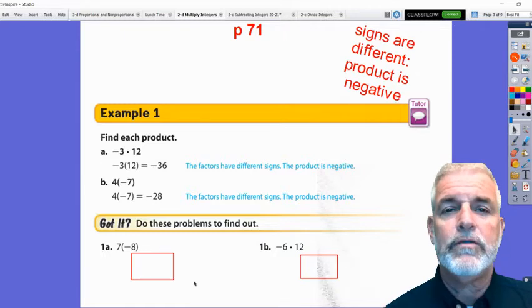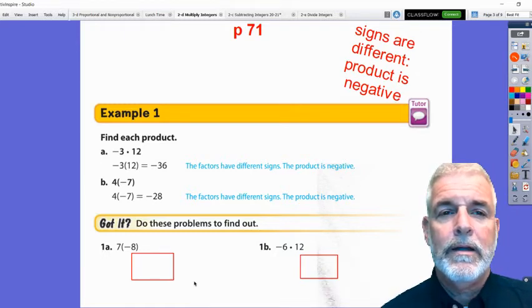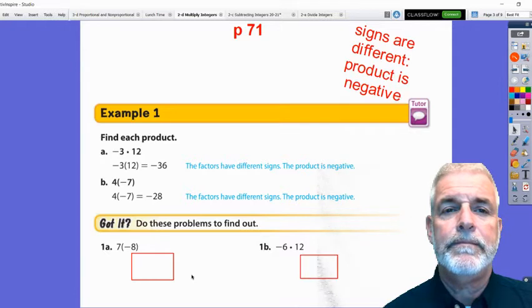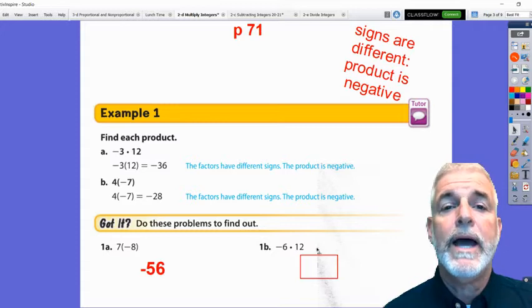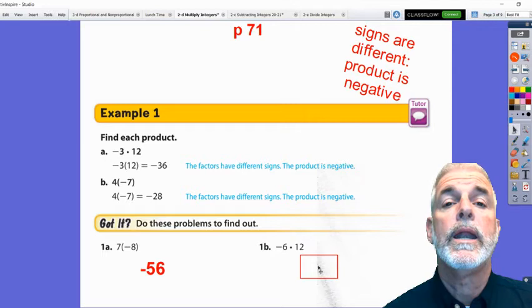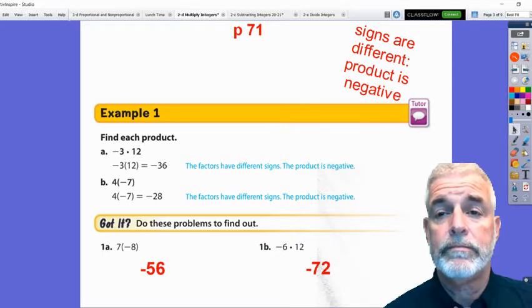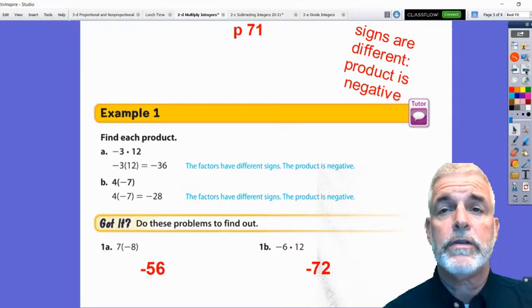So some quickies for you to do here. 7 times negative 8. Negative 56. And negative 6 times 12. Negative 72. All right. So when the signs are different, the product is negative.